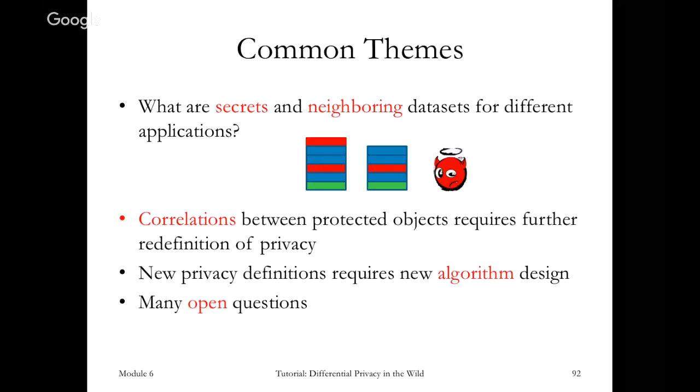So from these two examples, we see that every application can have a different way to specify the secrets and corresponding neighboring databases. Also, there are correlations in the data that require further redefining the privacy notions. And for each privacy definition, you probably need to redesign the algorithms. And there are many important questions.